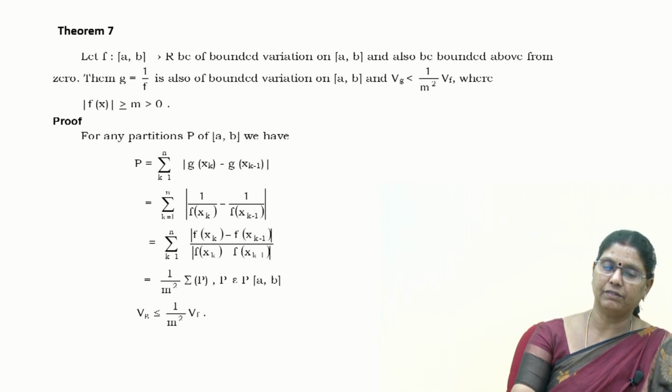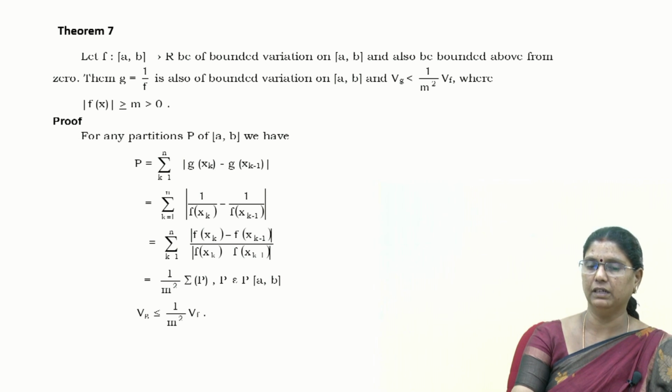Next theorem: let f from the closed interval [a, b] to R be of bounded variation on [a, b] and also bounded above from 0. Then g equal to 1 by f is also of bounded variation on [a, b], and Vg is less than or equal to 1 by m square into Vf, where modulus of f of x is greater than or equal to m, which is greater than 0.